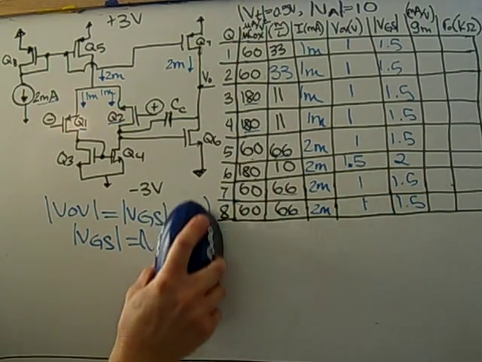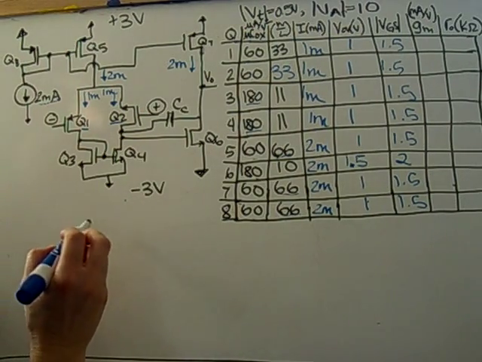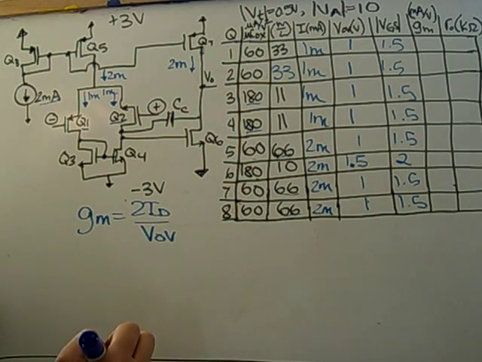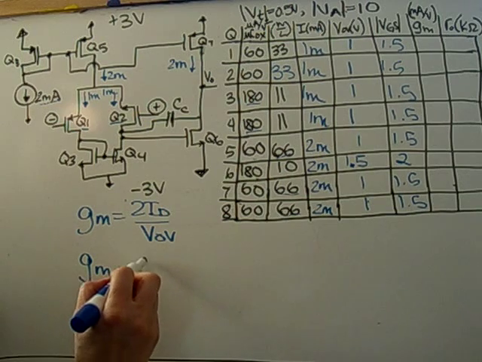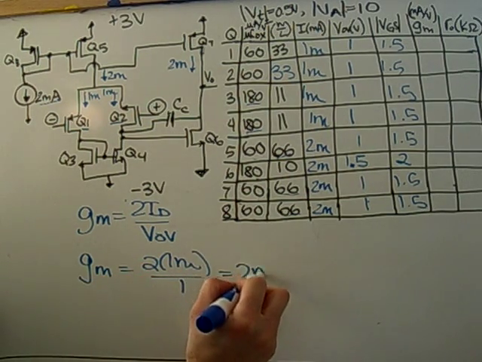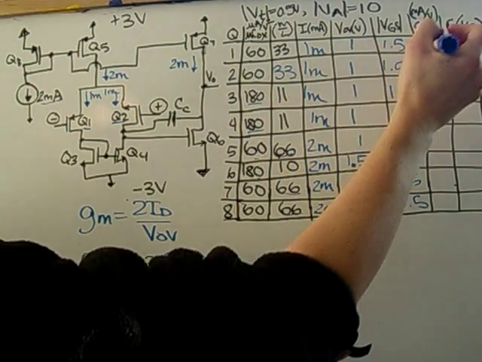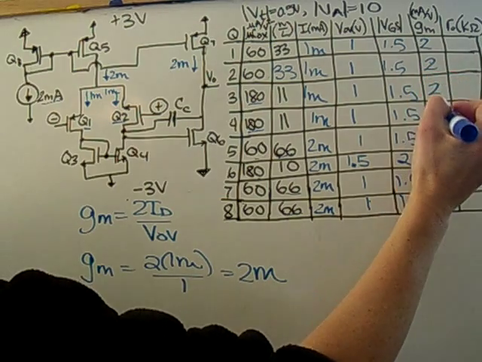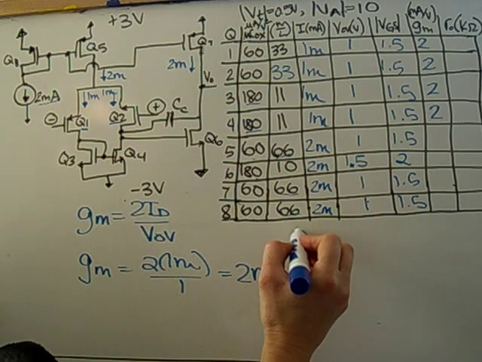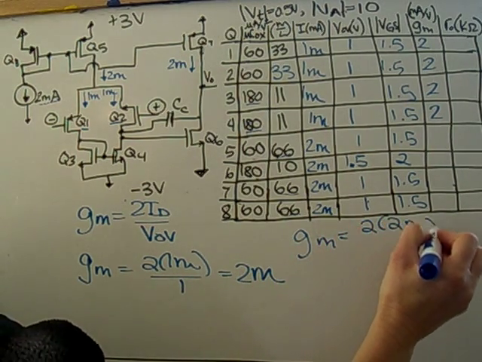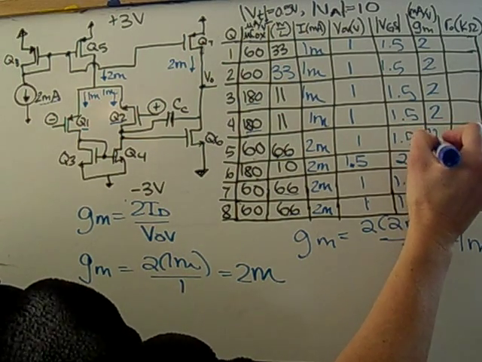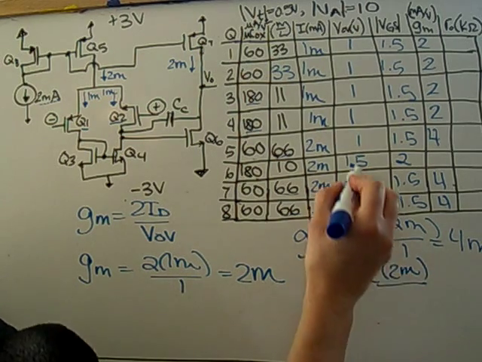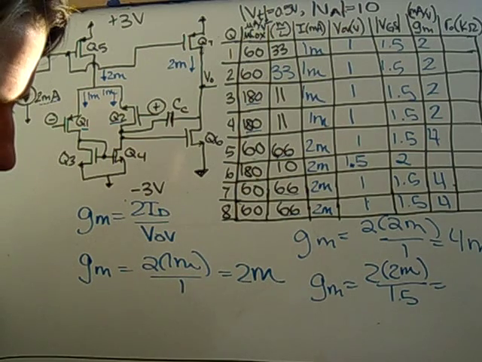Okay, so for GM, we know that GM is equal to 2ID over VOV. So we can use that for each of these. So we have 1 milli and 1, so we get 2 milli for those that have 1 milli ID and 1 volt for VOV. So that gives us 2. These are already milliamps per volt, so I'm going to write 2, 2, 2. And then for the 2 milli over 1, we get 4 milli. So that will be this one, and this one, and then we get the GM is 2 milli ID, and then the VOV in this case is 1.5. So we get 2.7 milli for that GM.